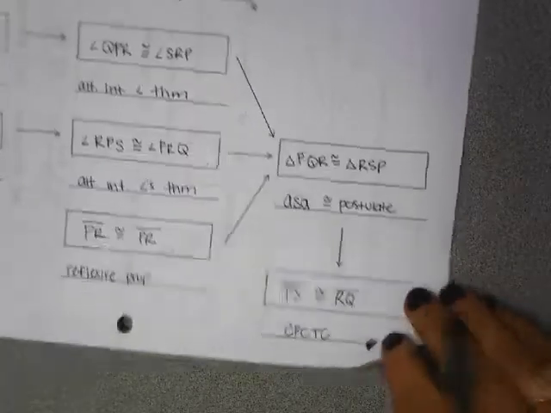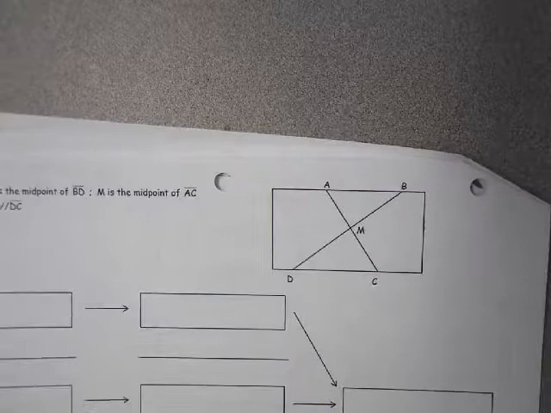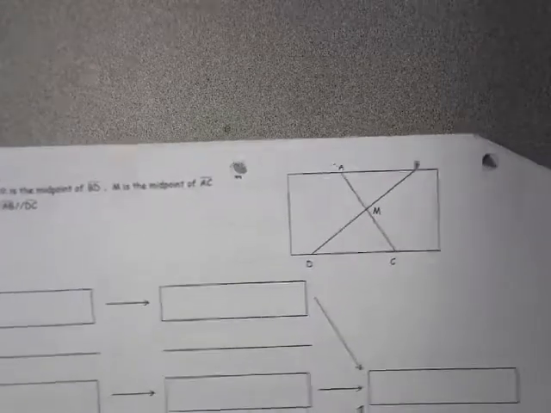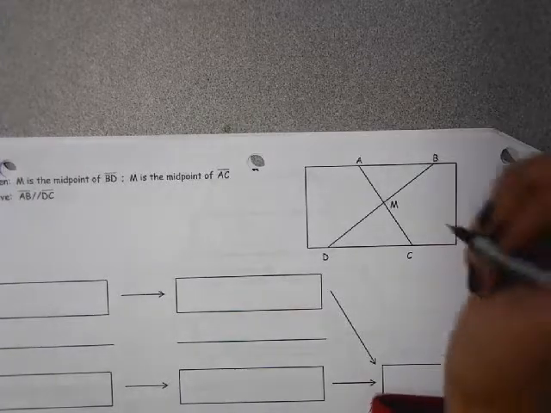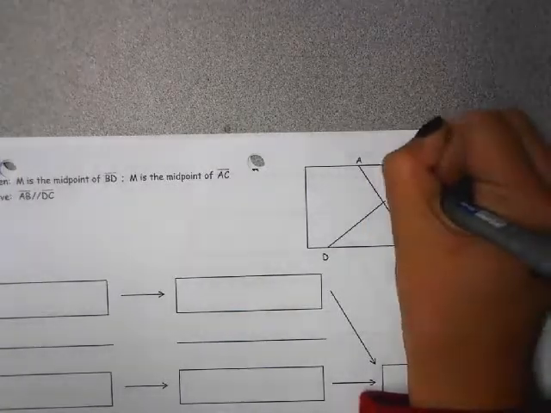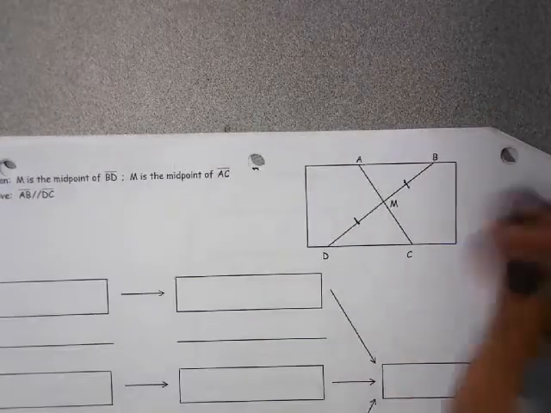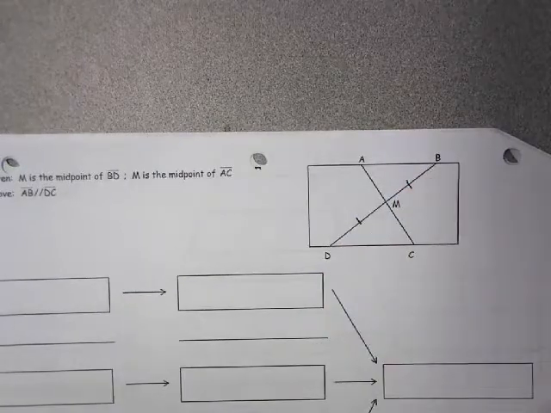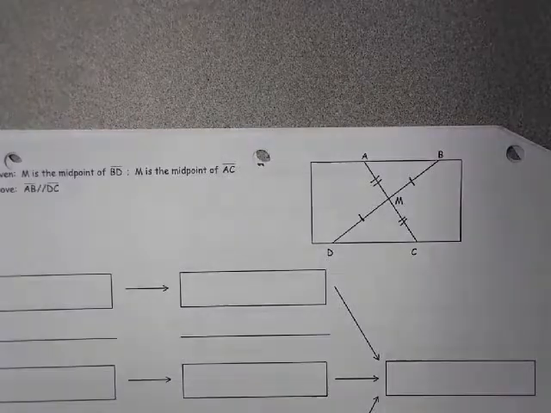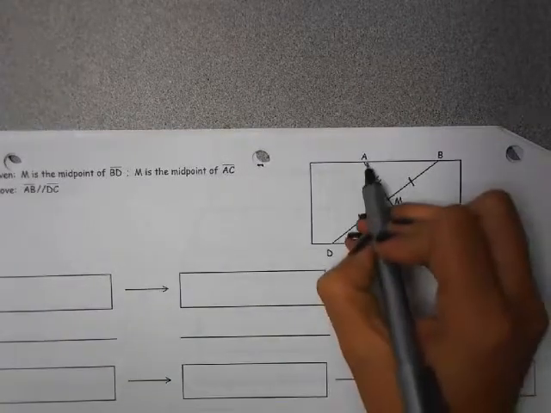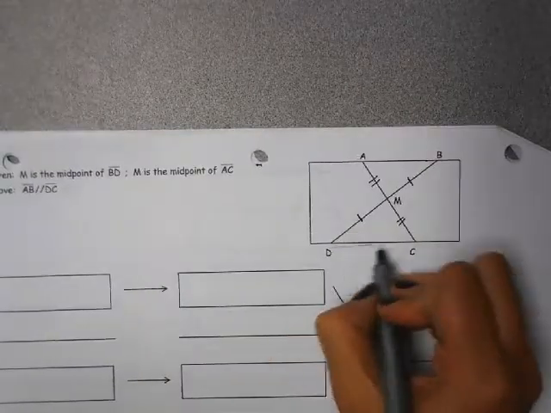All right. Let's do this one together. Okay? So we have M is the midpoint of BD. So here's BD, so M is the midpoint, so we know that these are going to be equal, and then M is the midpoint of AC, so then we know that these will be equal. And we have to prove that AB is parallel to DC.